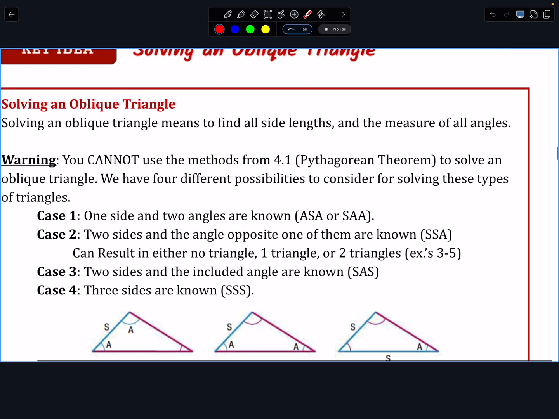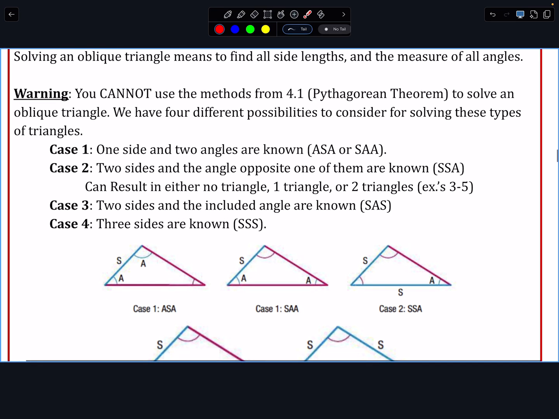Okay, here's your warning. This is how to get a big sad face on your test. Warning, you cannot use the methods from 4.1 to solve an oblique triangle. So you cannot do a squared plus b squared equals c squared because there is no right angle in these triangles. That's why you need a different formula to do these, okay? We have 4 different possibilities to consider.